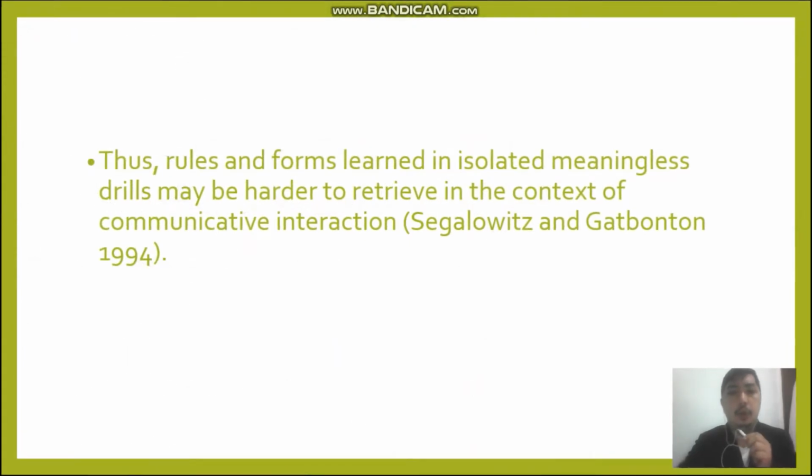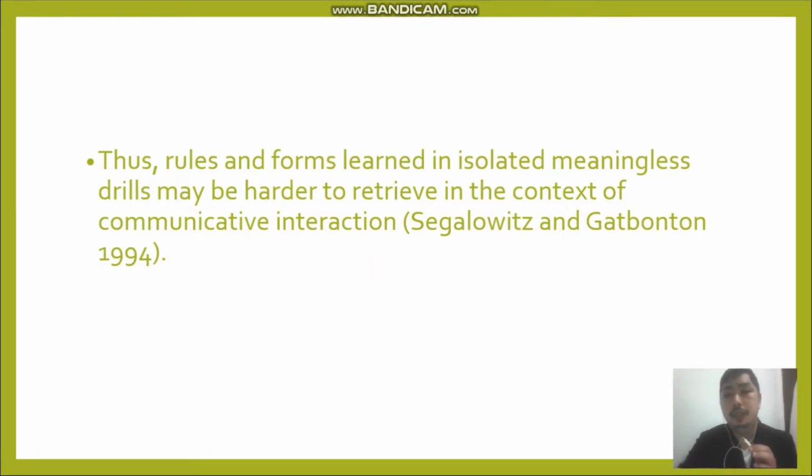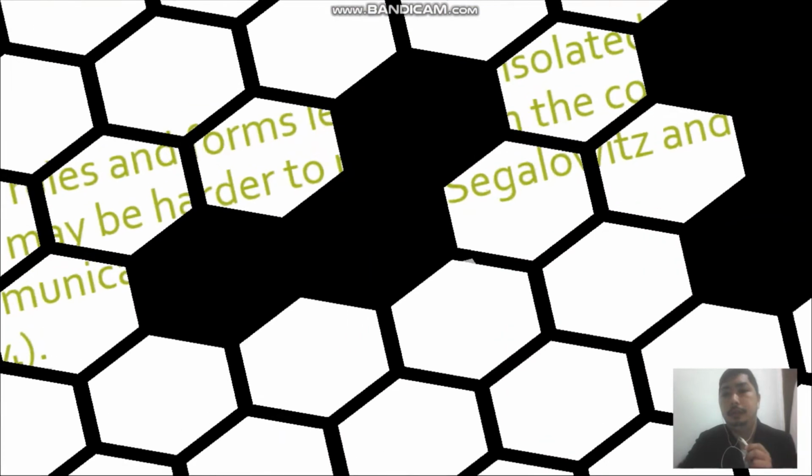Thus, rules and forms learned in isolated, meaningless drills may be harder to retrieve in the context of communicative interaction. So, when you isolate the rules and forms from application, then teachers would have difficulty achieving communicative competence among the students.